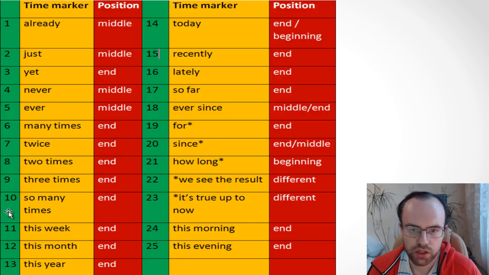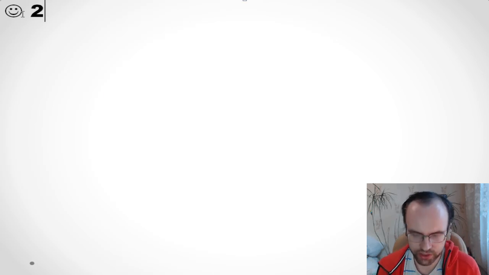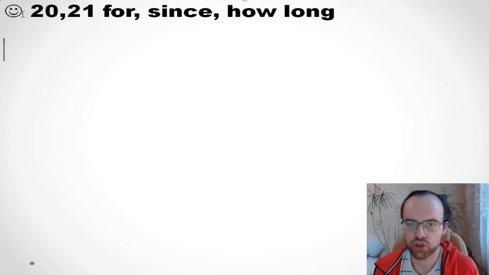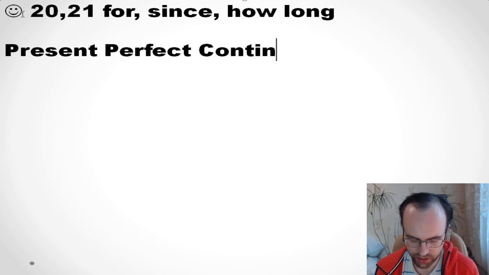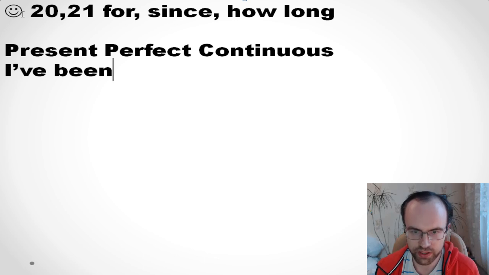Okay. So we also need to have a look at for, since, and how long, yeah? And I want to tell you something related to these words. So you see, it's for, since, and how long. The thing is that we normally use present perfect continuous with these words. So, for example, I've been living here for 10 years.